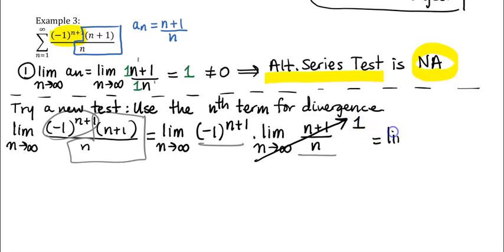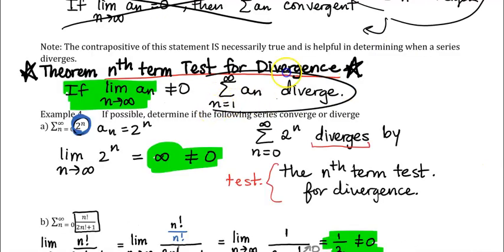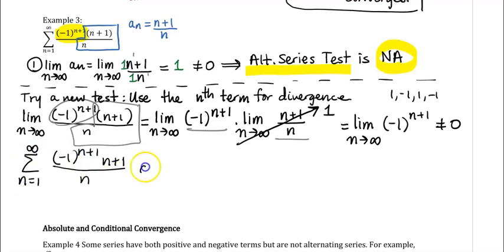So this entire limit is just equal to the limit as n approaches infinity of the sequence -1 to the n plus 1. Does that sequence approach 0? It does not. The terms of that sequence go 1, -1, 1, -1. This does not equal 0. So since that limit does not equal 0, the condition of this test is satisfied. The conclusion says that our series must diverge. So our conclusion is that the series diverges by the nth term test for divergence.